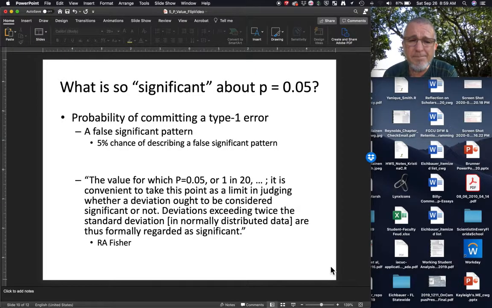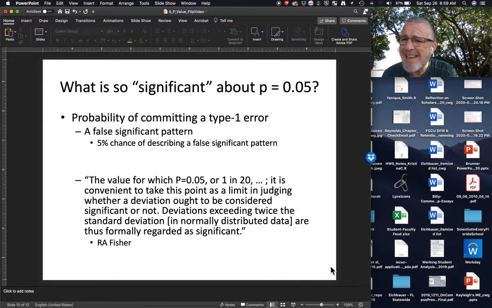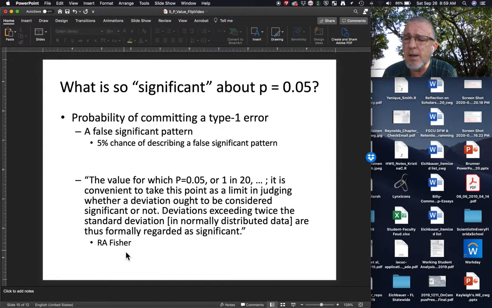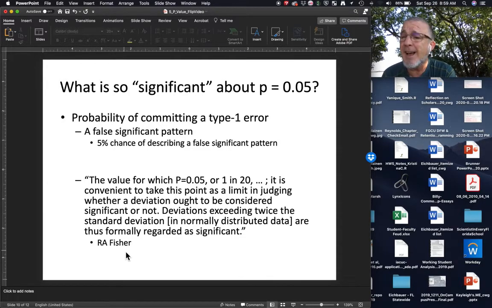Where do we get it? Well, we got it in two parts. We got it from a guy by the name of R.A. Fisher, and he wrote two things. One is a little bit arbitrary. The second actually makes a heck of a lot of sense, and it's pretty logical.